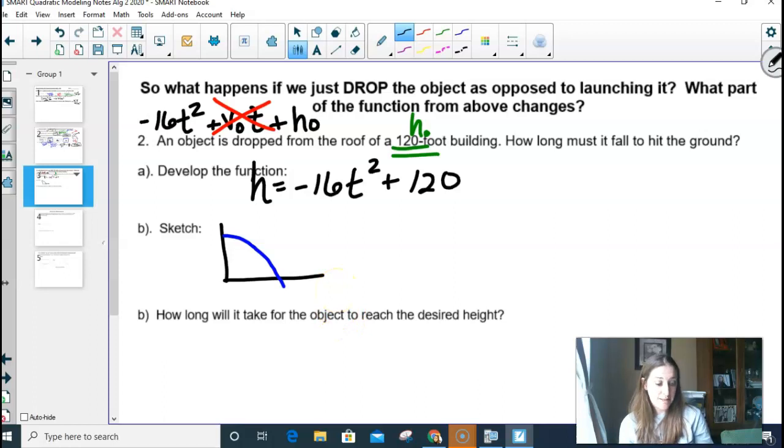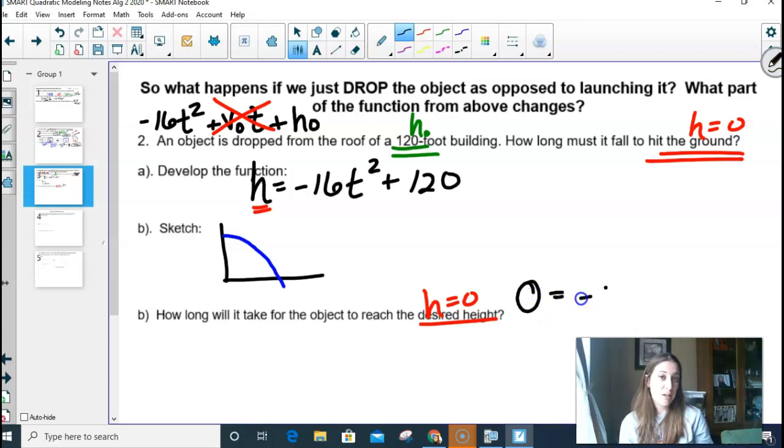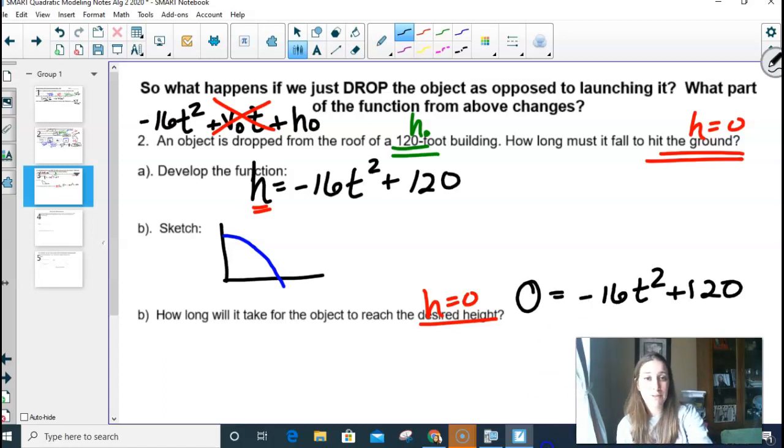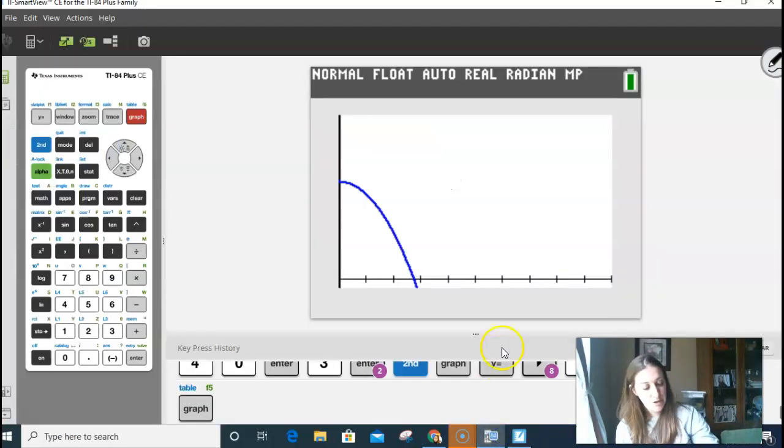So they want to know, when does it hit the ground? What's the height at the ground? The height is 0. So the desired height here would be when you plug in a 0 for your h, this guy right here. So technically what you're setting up is 0 equals -16 t squared plus 120. If you're already using your calculator, just keep using it. Watch what we can do.